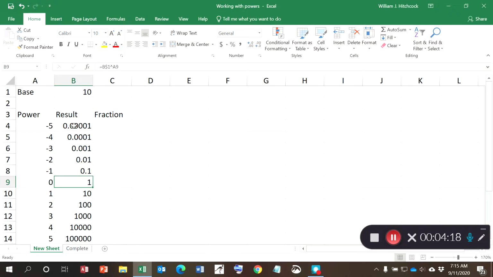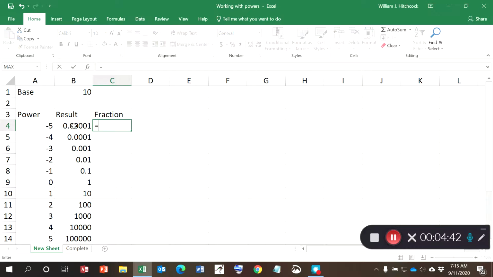As we said, 10 to the 0 power is 1. 10 to the first is 10, 10 squared, 10 cubed, 10 to the fourth, 1 with 4 zeros, 10 to the fifth, 1 with 5 zeros. But at -1, I'm getting 0.1. In other words, it's taking 1 divided by 10 to the first. So let's format those cells as a fraction.